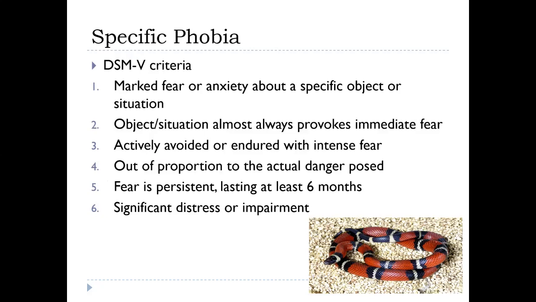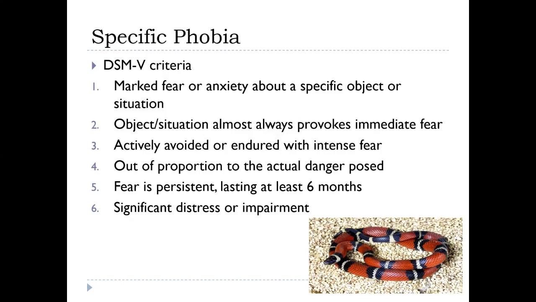So we're not really talking about something here like, I'd rather not be around it, sometimes I'm okay, sometimes I'm not. This is almost always an immediate fear response to whatever the situation or the object is. The person with the phobia will either actively avoid the stimulus, or if they have to endure it, if they can't get away from it for whatever reason, they endure it with intense fear. So it's not like, oh, I can stay around it and it's fine. It's, oh my God, if I have to stay in that situation, I am terrified.